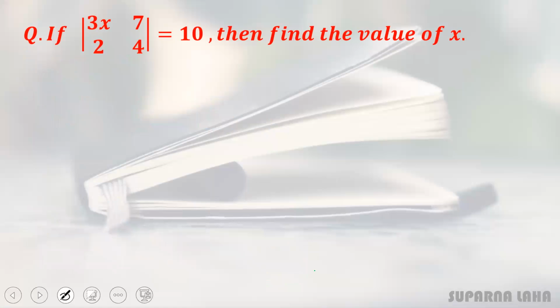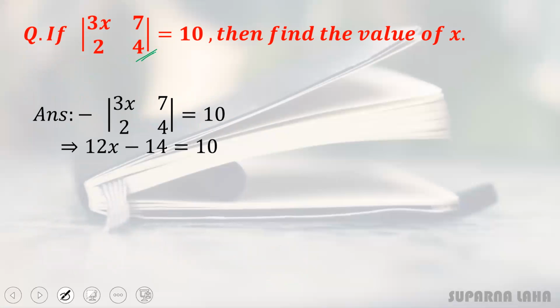So here I'm taking this 2 by 2 determinant, or order 2 determinant: |3x 7; 2 4| is equal to 10. Then you need to find the value of x. Now you can easily find the value of this determinant. So 3x into 4, that is 12x, minus 14 is equal to 10. So here you can easily find the value of x, that is, x is 2 is the answer. So next problem.